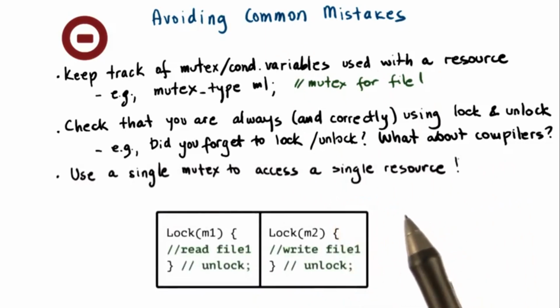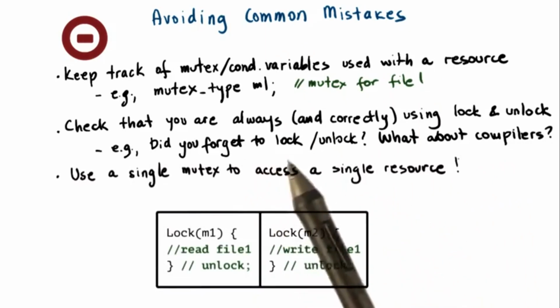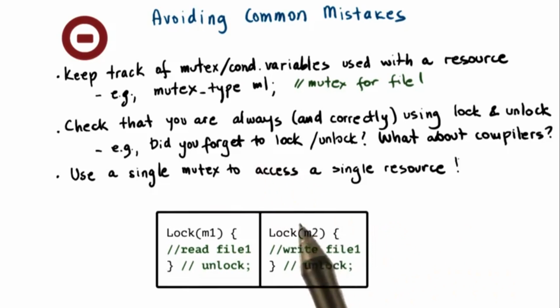Another common mistake that's just as bad as not locking a resource is to use different mutexes for a single resource. So some threads read the same file by locking mutex M1, and other threads write to the same file by locking mutex M2.